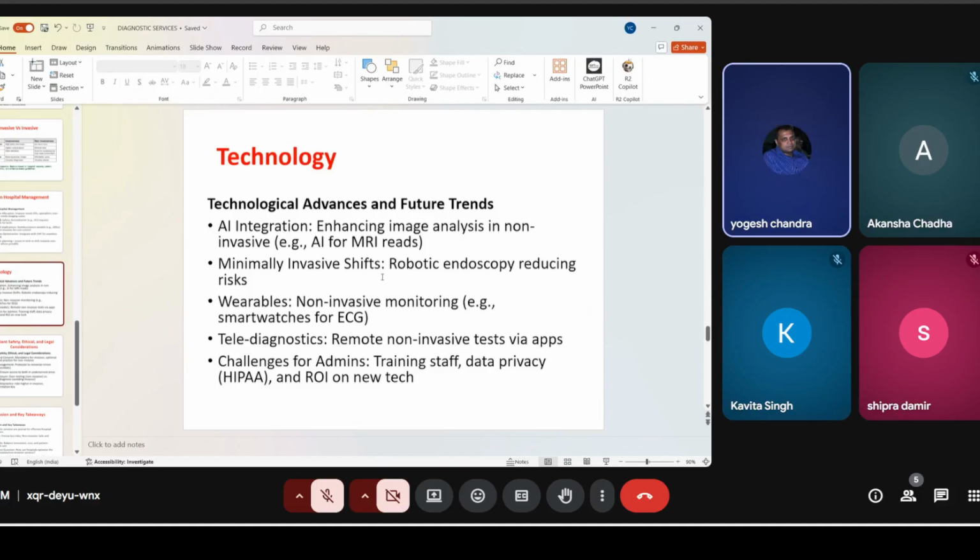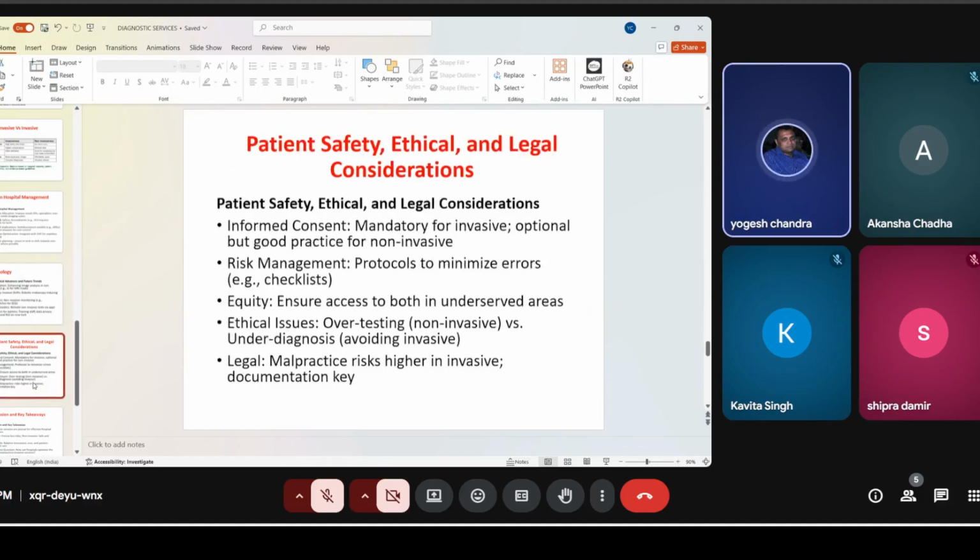And for this technology there are some challenges every time, because you need to train your staff. Data privacy is a big concern. And return on investment is very much important. What you are getting, if you have installed some new technology, whether it is profitable or not. It should not be that you are not able to generate revenue over a period. Only after a certain period can you generate revenue, up to the break-even period. So as a hospital administrator you have to think about that.